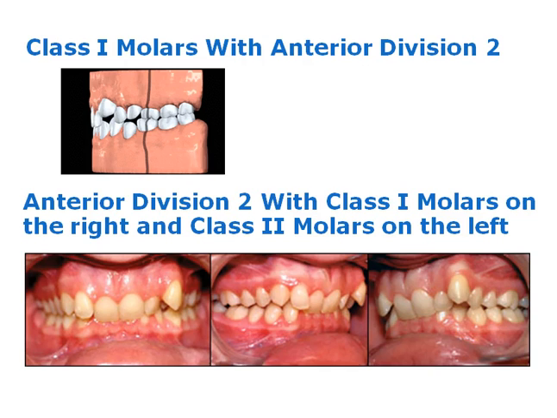Here are some more class 1 molars with anterior division 2. You can see that these are tipped very far lingually, and this is class 2 molar on the left, and this is class 1 molar on the right on the same patient.